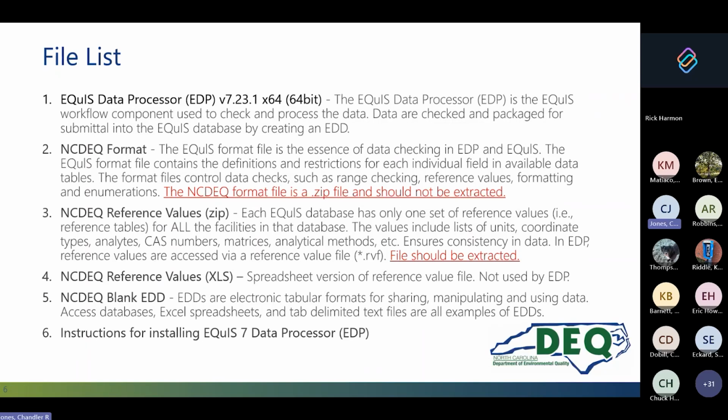We have a blank EDD available for use here, right underneath the XLS of the reference value files. We'd prefer that all EDDs that are submitted to us follow this formatting in the Excel format. It just makes it easier to read for us and easier to find errors. I think we've received some that are in tab delimited text files, and while EQuIS is smart and it can read those, generally it's just a lot harder for us to read it if there's something wrong with it. And then lastly, you'll find instructions for actually how to download the EDP, the standalone version of the EDP.